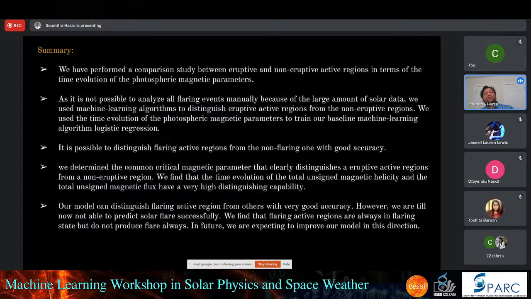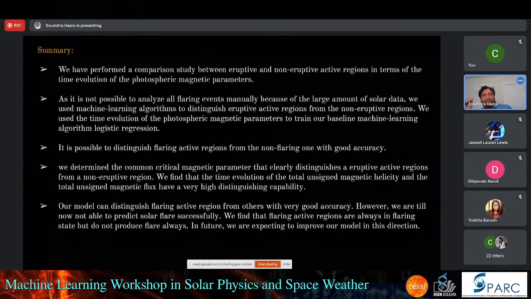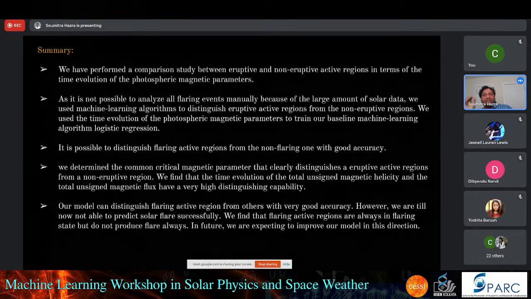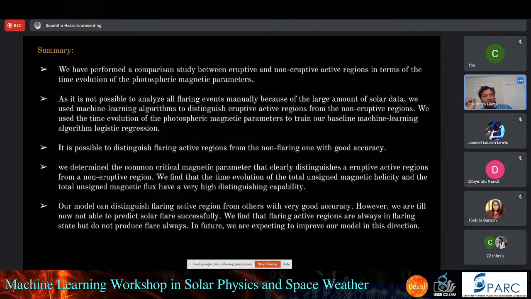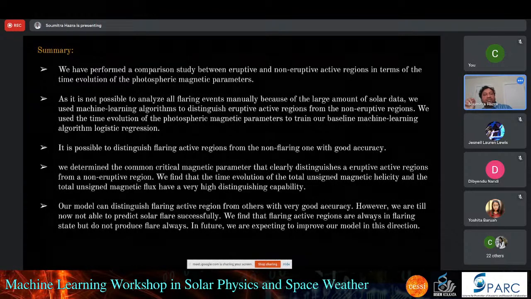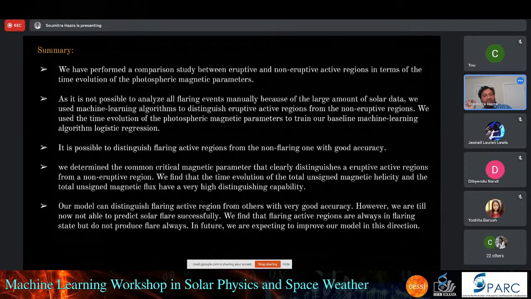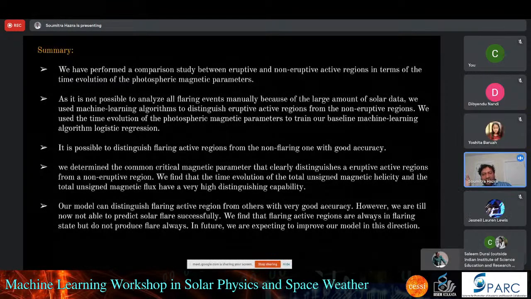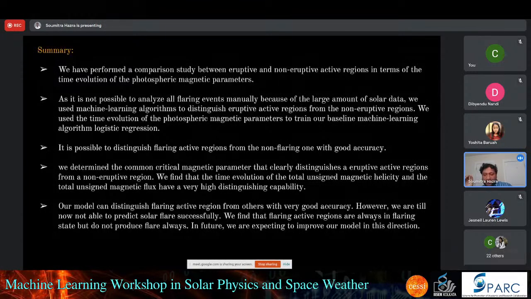So in summary, what we did, we performed a comparison study between the eruptive and non-eruptive active regions in terms of the time evolution. As it is not possible to do this manually, we use machine learning techniques. And we find that it is possible to distinguish the flaring region from the non-flaring one with good accuracy. Although we don't find a critical magnetic parameter, a unique parameter to distinguish all of them, the top few parameters, like unsigned flux or current helicity, have the best distinguishing capability. That's all.